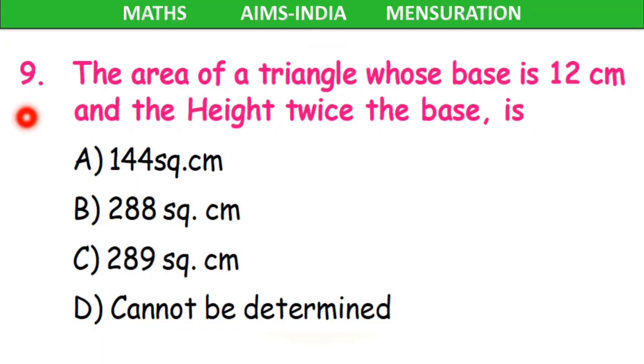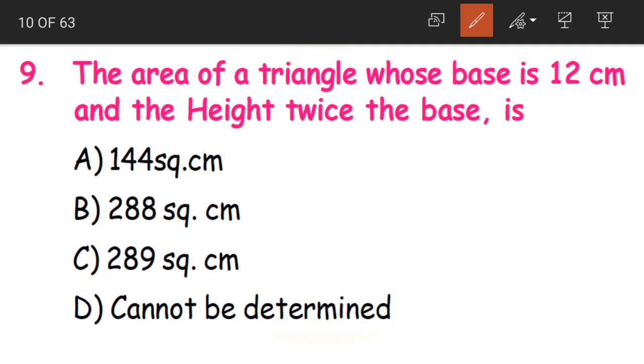Question number 8. Question number 9. The area of a triangle whose base is 12 centimeters and height twice the base is dash. Now we have already learned how to find the area of a triangle. But how did we learn, children? We learned how to find the area of a triangle using rectangles. Yes, but here the area of a triangle has to be found using a formula. We have not covered this in our classes, but this was asked in your Olympiad exam, so we discuss now.